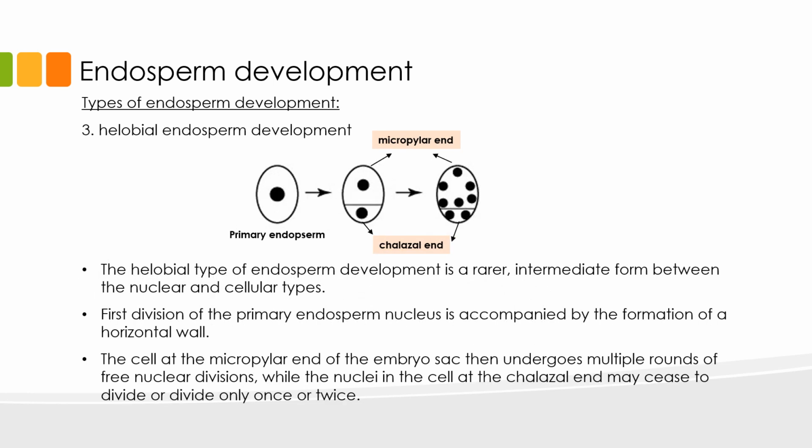Last but not least is the helobial type of endosperm development. This type of endosperm development is rare and is actually an intermediate form of both the nuclear and cellular types of endosperm development. During helobial endosperm development, the first division of the primary endosperm nucleus is accompanied by the formation of a horizontal wall, just like what you see here. The cell at the micropylar end of the embryo sac then undergoes multiple rounds of free nuclear divisions, while the nuclei in the cell at the chalazial end may cease to divide or divide only once or twice.